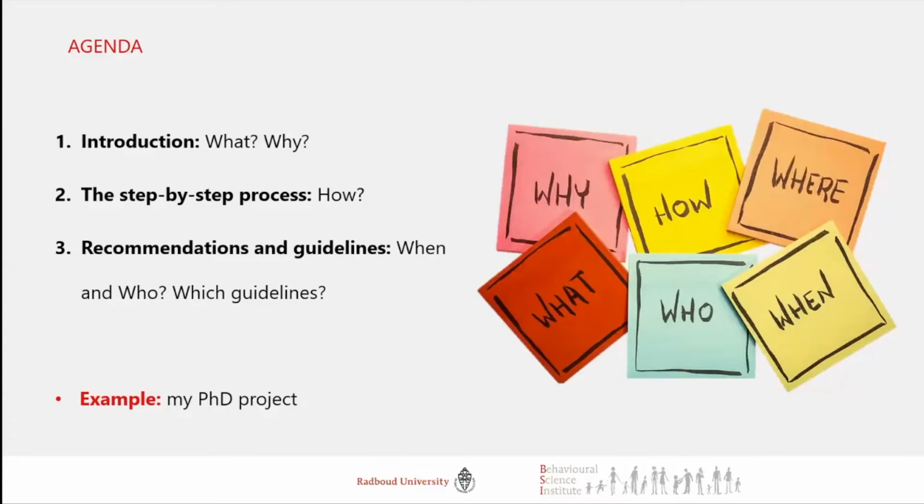So I divided the talk into 3 parts. In the first part, I just tell what systematic review and meta-analysis are and why we do them. Then I go briefly through the step-by-step process of a whole systematic review and meta-analysis. And then at the end, I end up with some recommendations and guidelines on when to do a systematic review, which guidelines are there, which tools are out there.